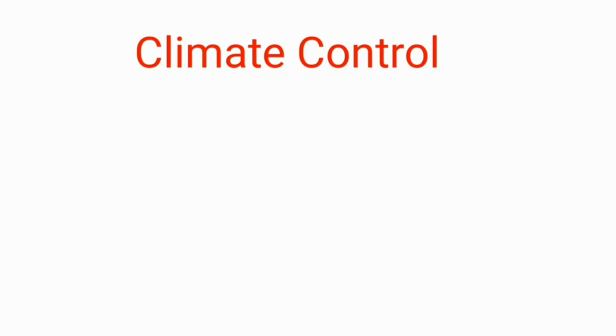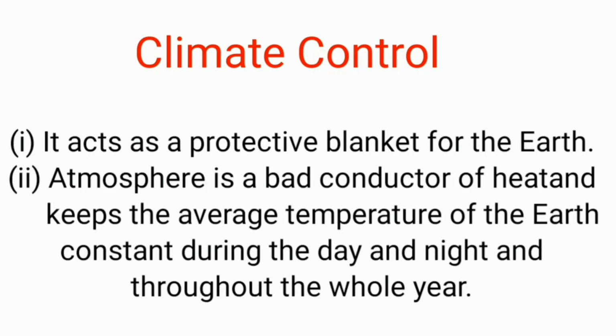What is the role of atmosphere in climate control? The atmosphere covers the earth like a protective blanket. The earth is a bad conductor of heat, so the atmosphere prevents the sudden increase in temperature during the daylight hours. Similarly, during night, it slows down the escape of heat into outer space. Thus, it keeps the average temperature of Earth steady during the day and even during the whole year. The atmosphere therefore ensures that the right amount of heat is received by Earth, which allows living organisms to survive.